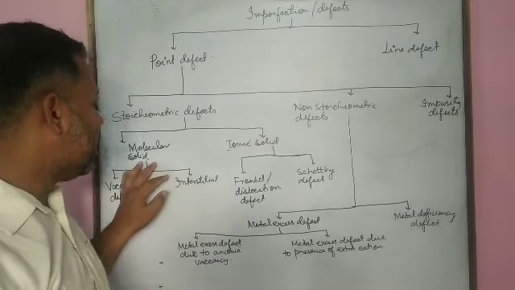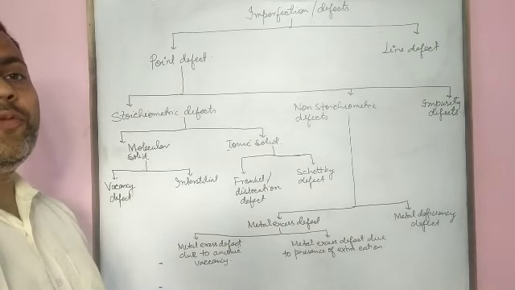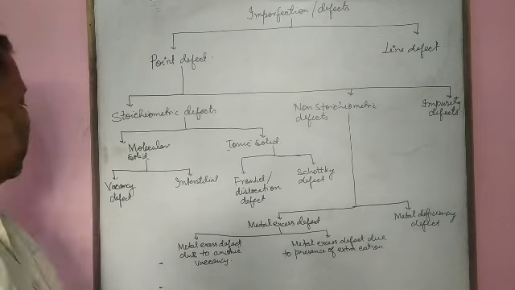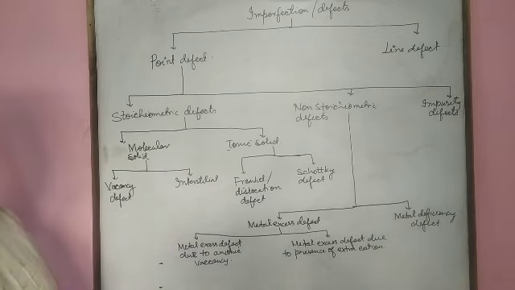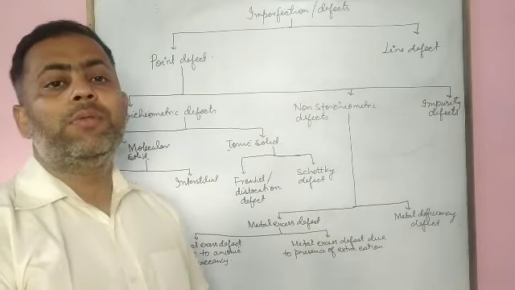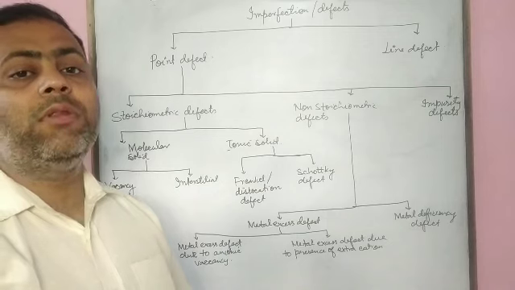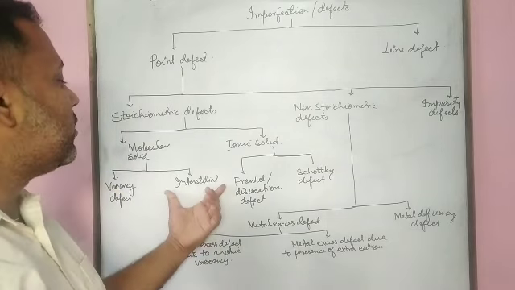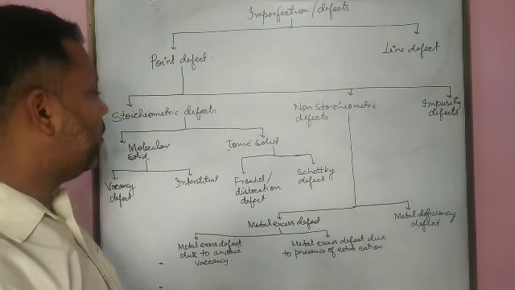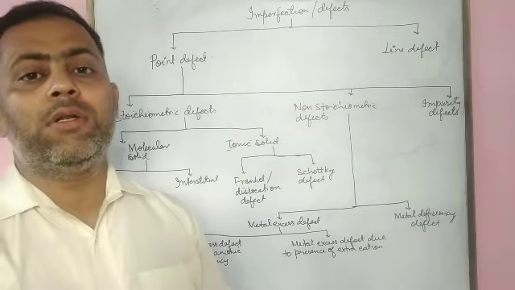In molecular solid, it is vacancy defect. Vacancy means if certain ions are missing from the lattice point, it is termed as vacancy defect. Whereas in case of interstitial, it means if certain ions occupy the interstitial spaces between the atoms, that is termed as interstitial defect.